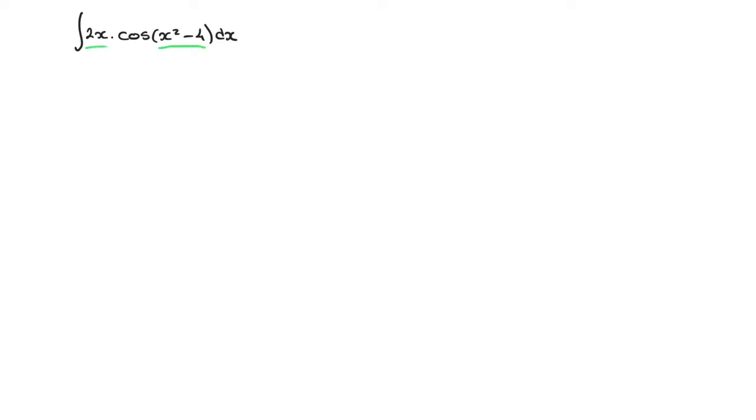That would be 2x. Comparing these two functions, it doesn't take us too long to see that 2x is the derivative of x squared minus 4. That means that if I were to call x squared minus 4 u, then 2x would be du dx. And this is the scenario which tells us to use U-substitution. So I'm going to go ahead and find this integral with U-substitution in 4 steps.